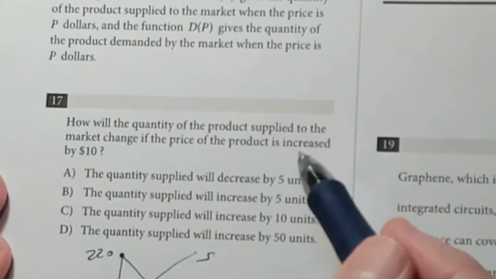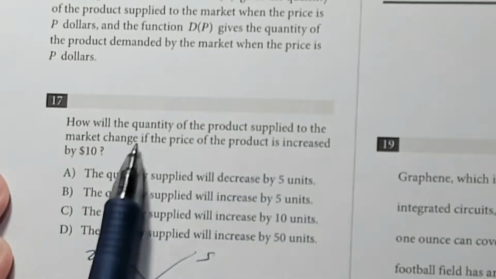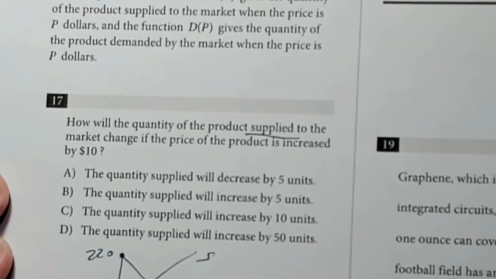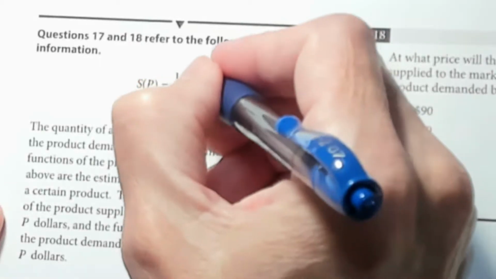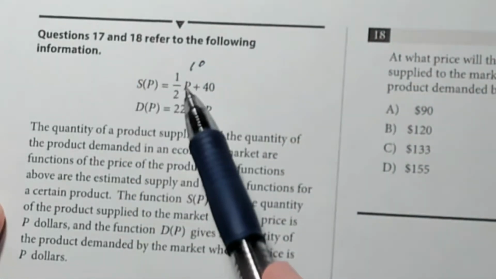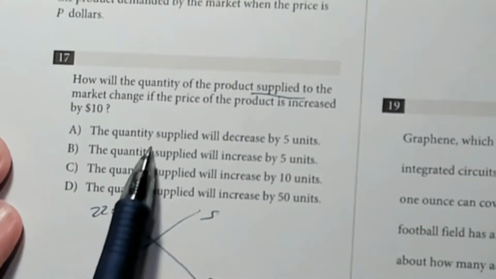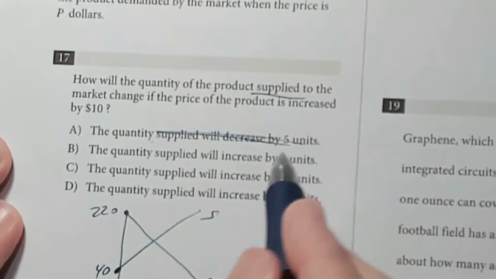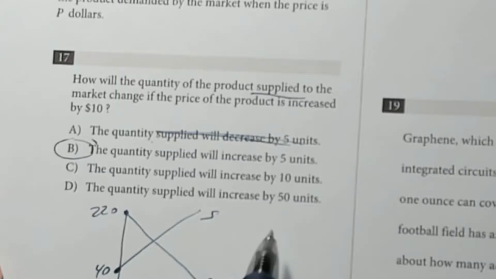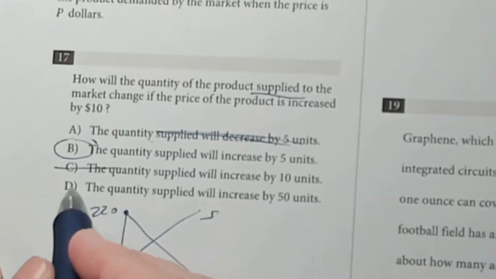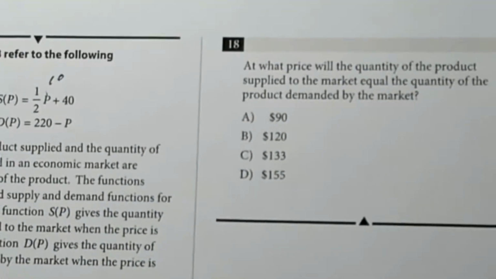The quantity supplied. How will the quantity of the product supplied change? So we're going to look at the supply equation only if the price is increased by 10. If I put a 10 in there, how much does this change? Supply goes up by 5. Increases by 5. So quantity decreased by 5? Nope. Wait, look at this. B, I think that's already our answer, the letter B. C, the quantity increased by 10. Nope. Quantity supplied increased 50. Nope. There you go.